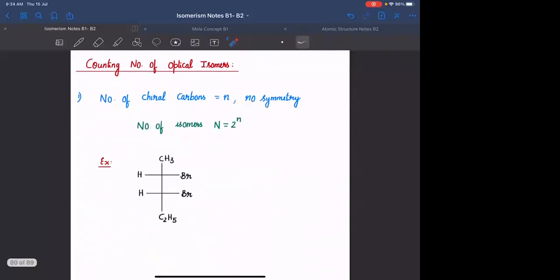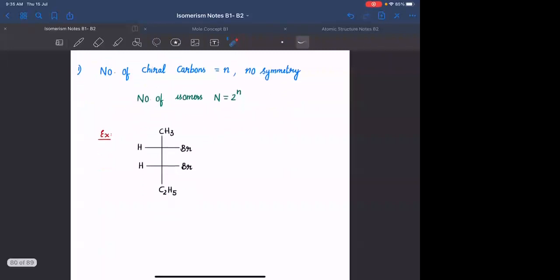Next, counting number of optical isomers. We have already seen how to count number of geometrical isomers. If the molecule is symmetrical, then you have a different form. But if the molecule is asymmetrical, then the question becomes easy. The answer is 2 power n, where n is the number of chiral centers. इसमें भी वैसा ही है. Same formula. If n is the number of chiral centers, and if the molecule has no symmetry, then the number of isomers will be 2 power n. In this case, this particular carbon is a chiral carbon which is attached to 4 different groups. This is also a chiral carbon that is attached to 4 different groups.